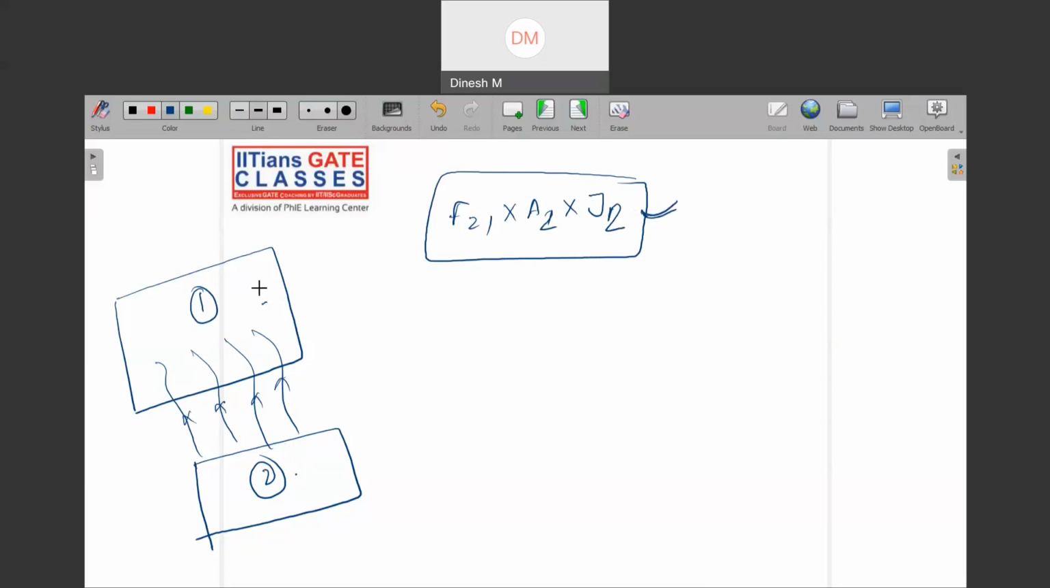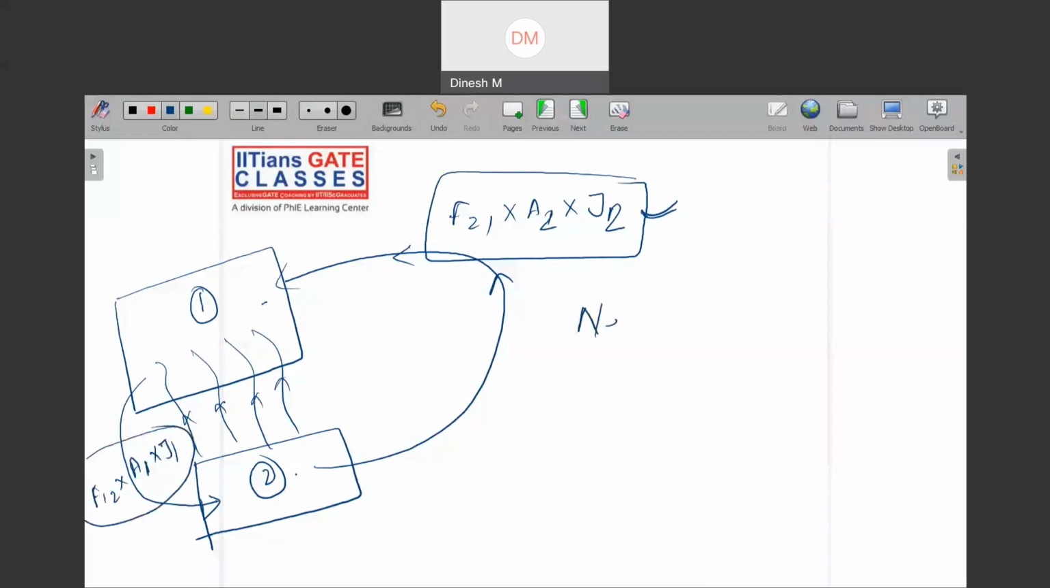Similarly, what is the amount of heat exchange from 1 to 2? From 1 to 2, what will be that amount? F12 multiplied by area A1 multiplied by its radiosity J1. So again, what is the net effect? Net effect is again the difference between these two.